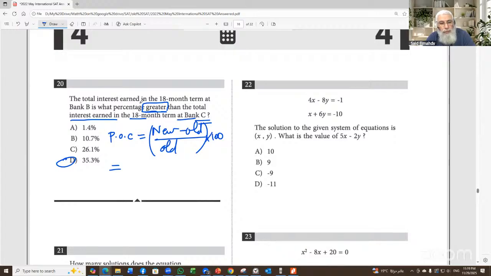So the total interest earned in the 18-month term at Bank B is what percent greater than the total interest earned in 18 months by Bank C? 35%.